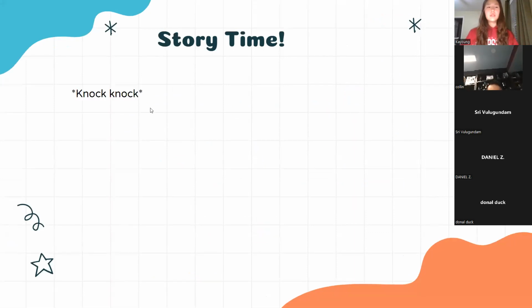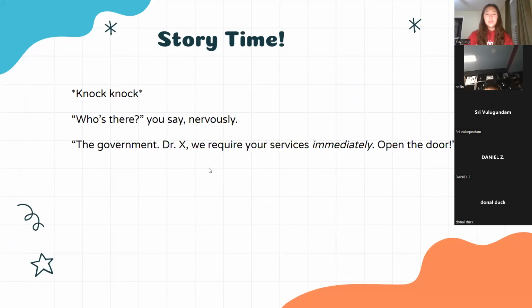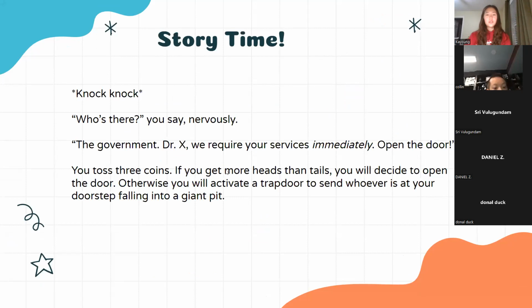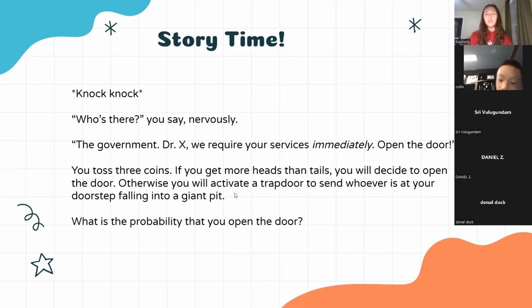Alrighty. This one is more logic based. So knock knock, who's there? The government. Dr. X, we require services immediately. Open the door. So you toss 3 coins. If you get more heads than tails, you will decide to open the door. Otherwise, you will activate a trap door to send whoever is at your door to fall into a giant pit. So what is the probability that you open the door?